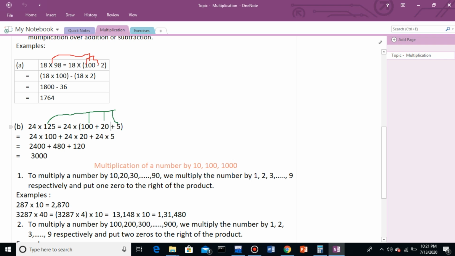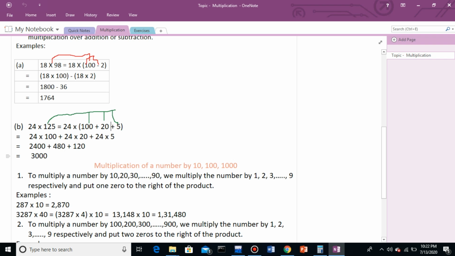So first we multiplied 24 with 100, and after that there is a plus sign. Then again we will multiply 24 by 20. After that 20 there is a plus sign. So again plus, and then the last number remaining is 5. So we will again multiply 24 by 5.